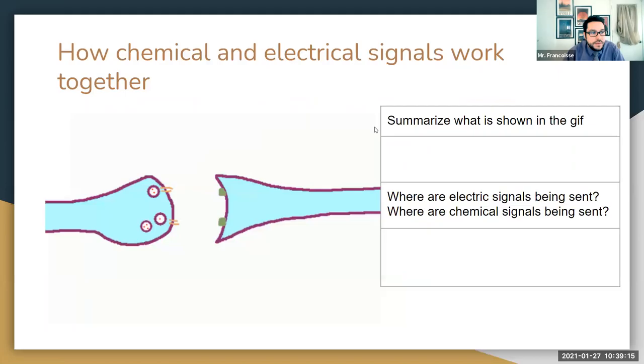Okay, so for this slide here, what we're gonna have you do is I want you to go through and summarize what's happening in this GIF here. I want you guys to break it down into at least three parts. Describe what's happening in this cell, what's happening in between, and what's happening over here. So I want you guys to kind of summarize this process, right? What are we looking at? Try to be as thorough as you can. And then we'll try to break down what's going on in terms of chemical and electrical.